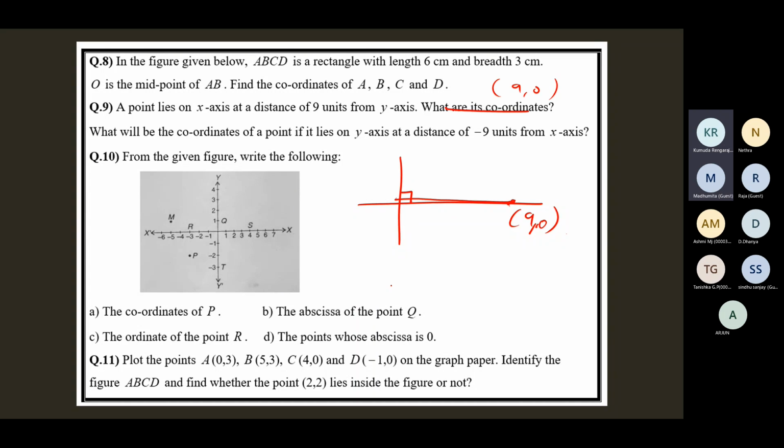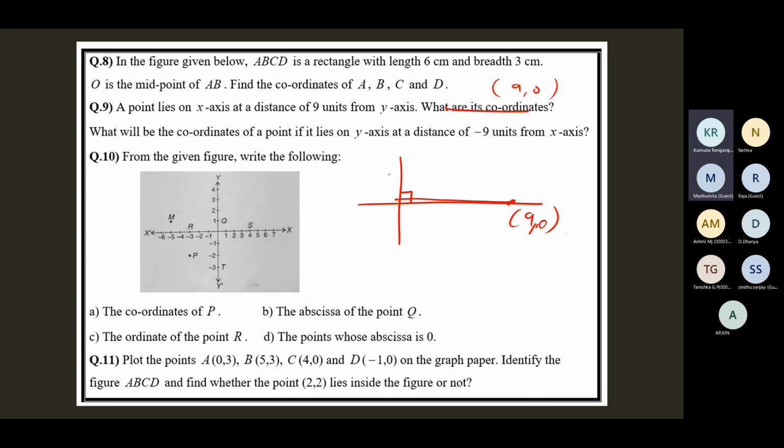What will be the coordinates of the point if it lies on the y-axis at a distance of minus 9 units from the x-axis? Madhumita, what was the answer with the second one you said? Minus 9, 0, right? Yes, ma'am. I said 0, minus 9. Okay, fine.